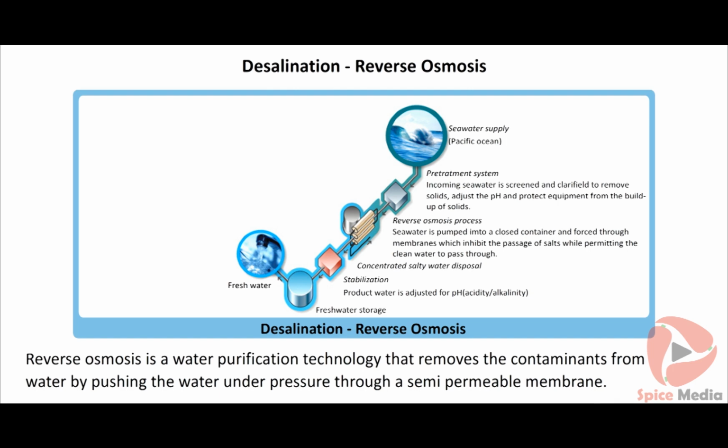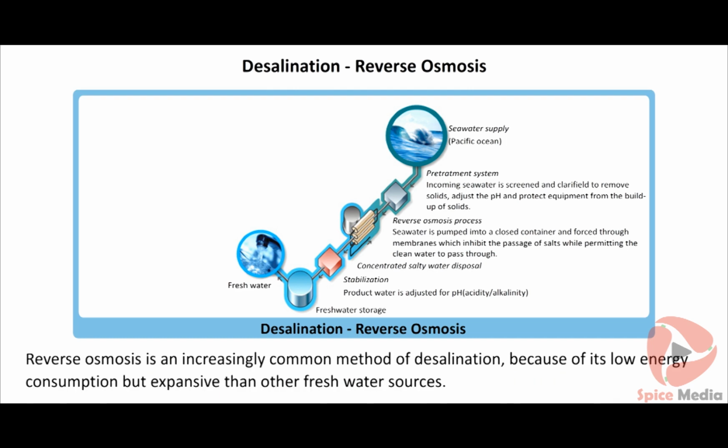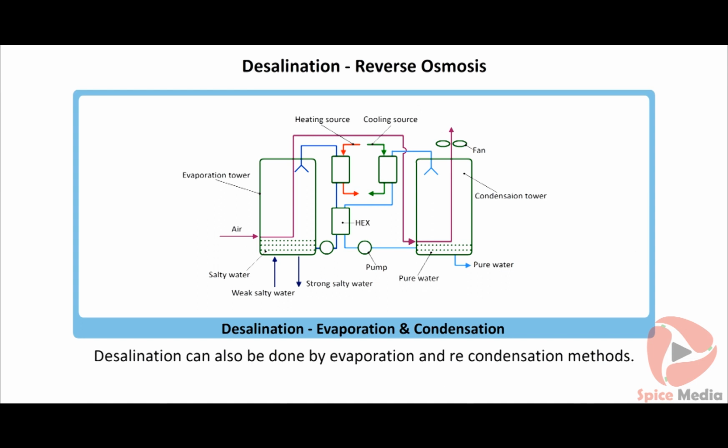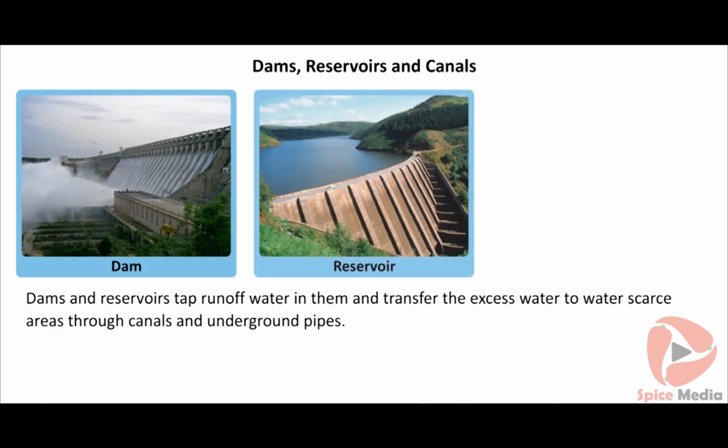Reverse osmosis is a water purification technology that removes contaminants from water by pushing the water under pressure through a semi-permeable membrane. Reverse osmosis is an increasingly common method of desalination because of its low energy consumption, but it is more expensive than other freshwater sources. Desalination can also be done by evaporation and recondensation methods.